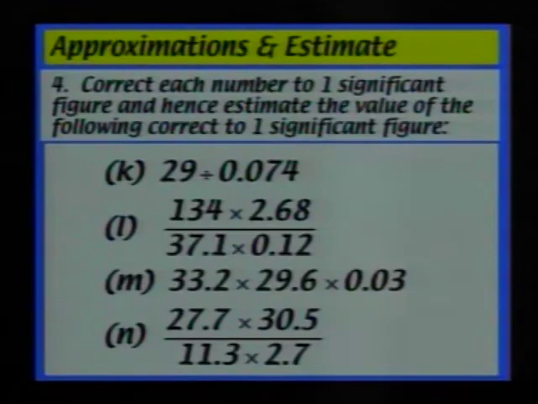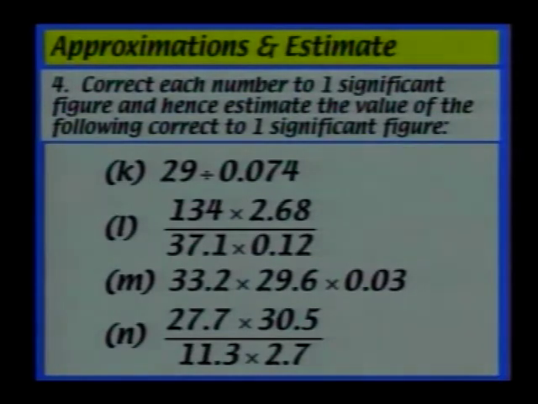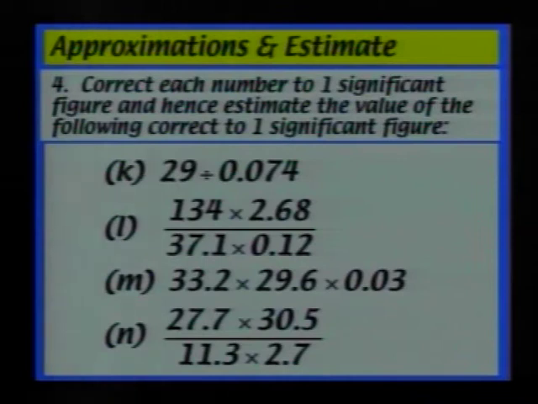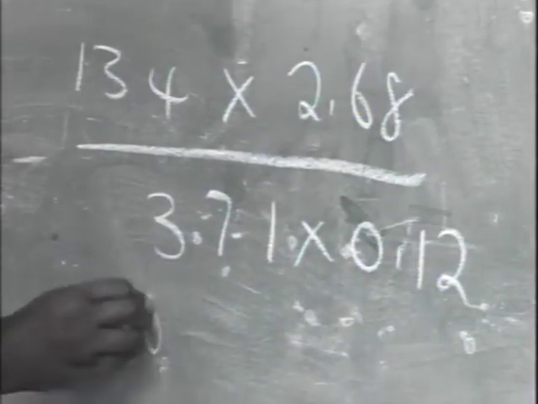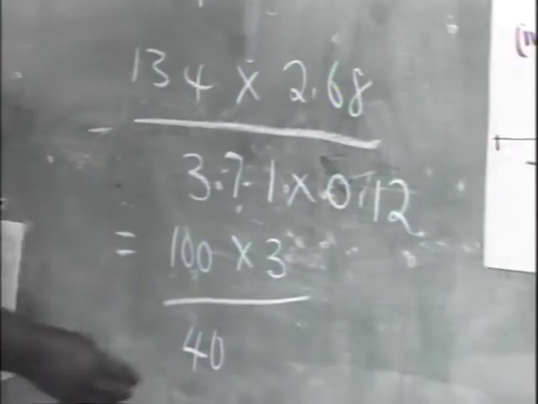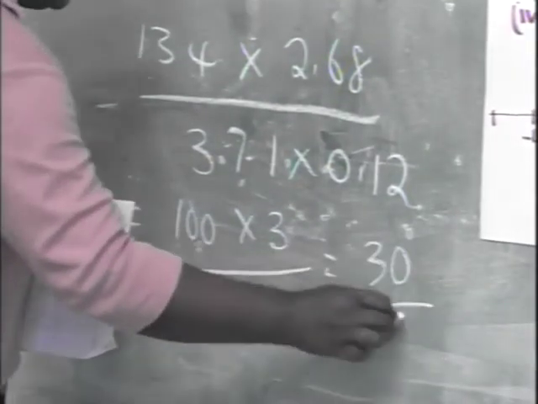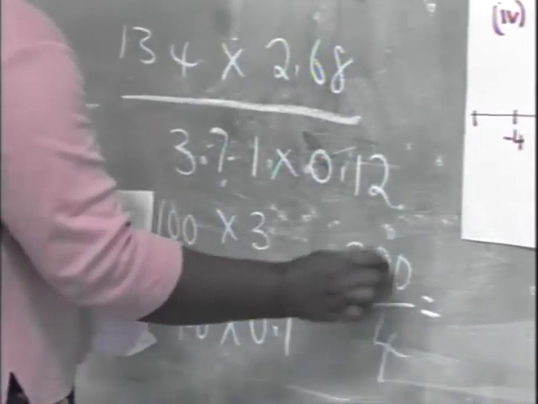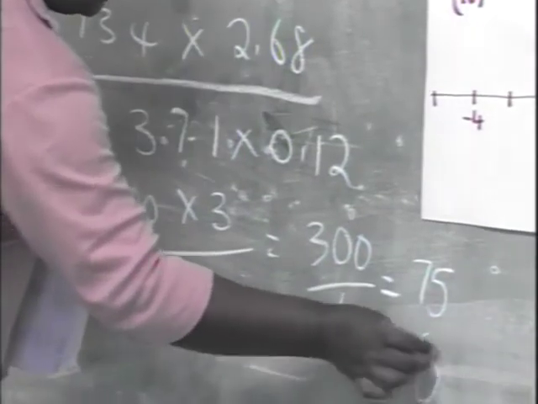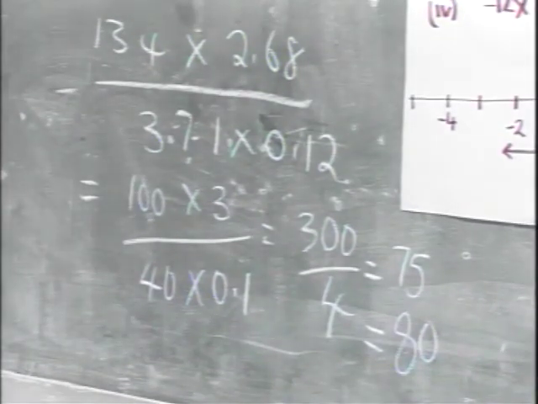The next one, the one that says 134 times 2.68 divided by 37.1 times 0.12. I also made a mistake. It should be 100 multiplied by 3, divided by 40 times 0.1, to one significant figure. This is 300 divided by 4, which is 75, right? To one significant figure, it is 80. So make sure you take note of those mistakes and correct them in your exercise books.